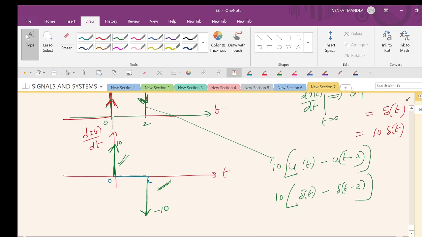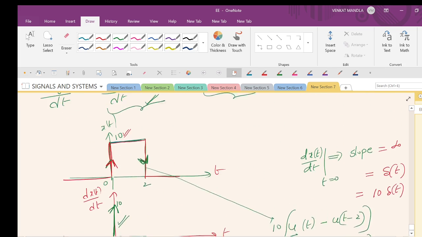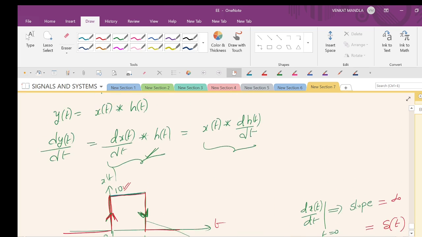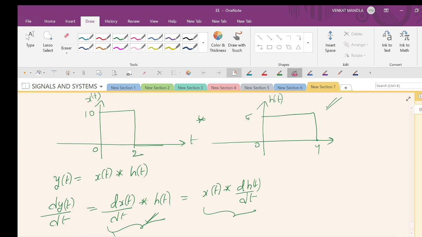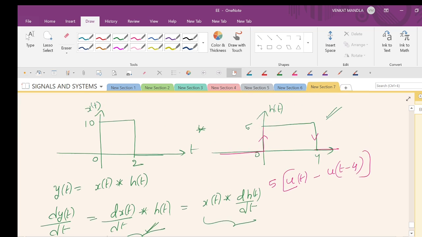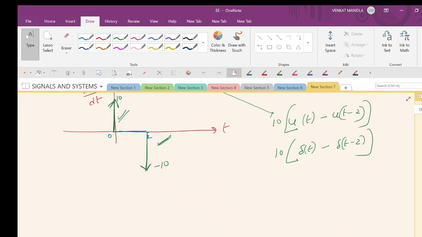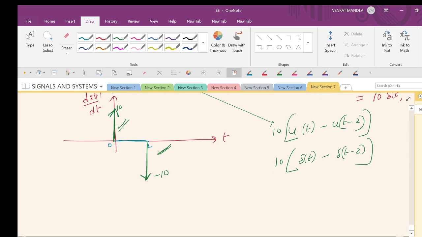Now I convolve these two signals. This is dx(t)/dt. Now I have h(t), right? I convolve this. Now h(t) can be written as this one, h(t) equals u(t) minus u(t minus 4), into 5, right? I already told you how to write it in terms of u(t). So now we convolve this with this signal dx(t)/dt.